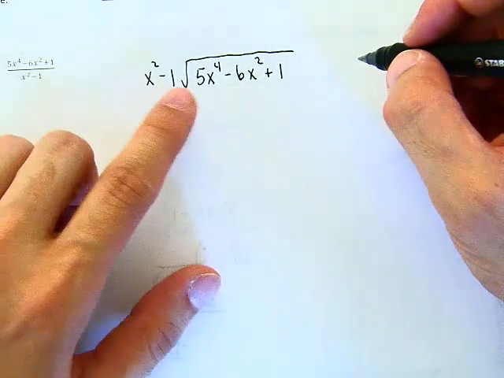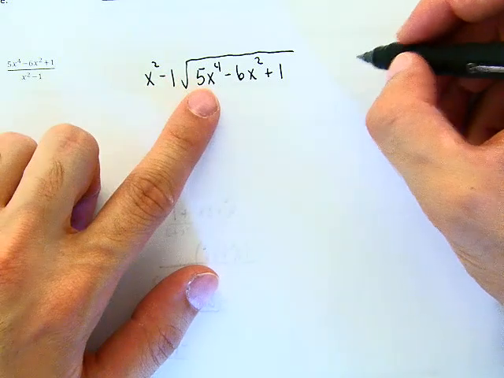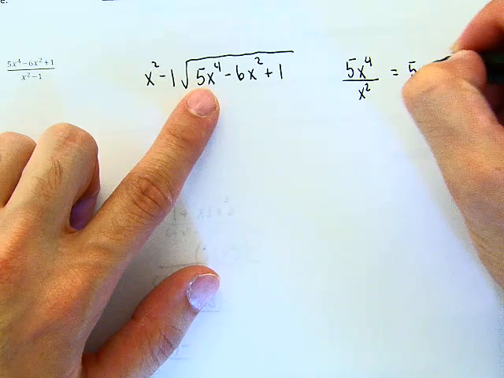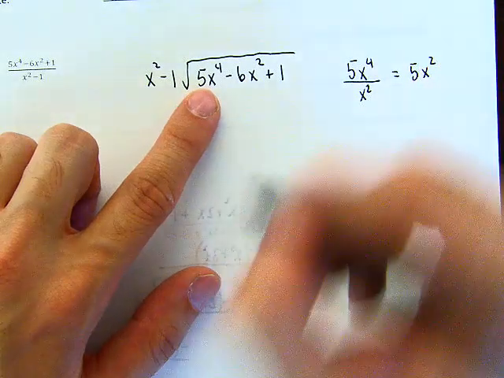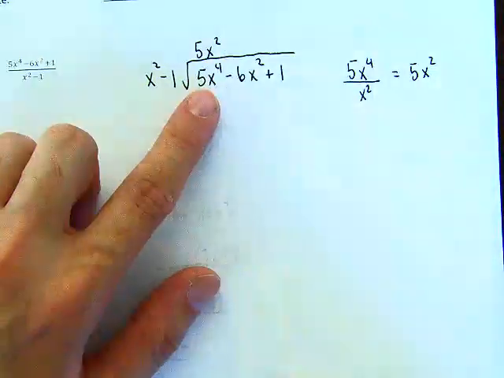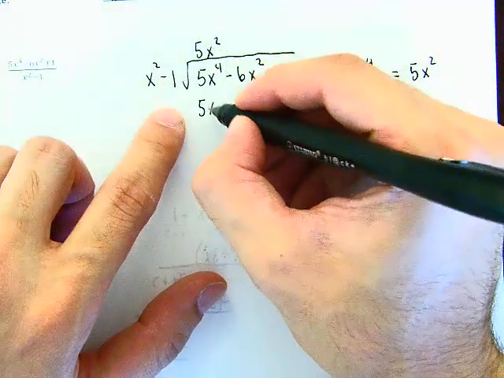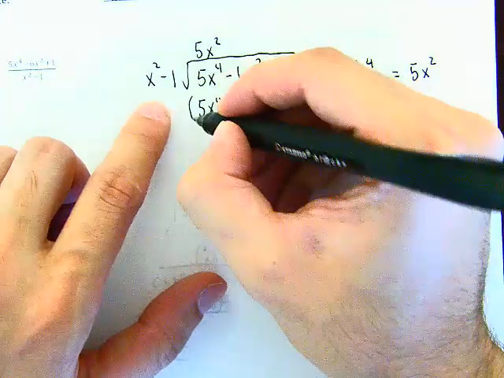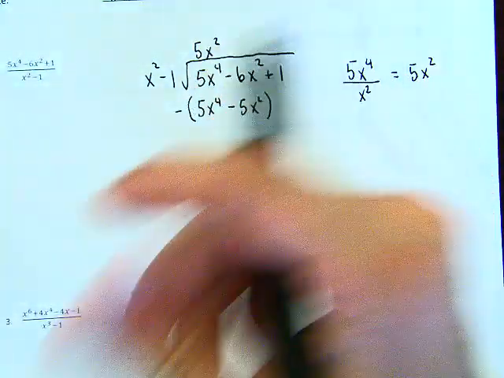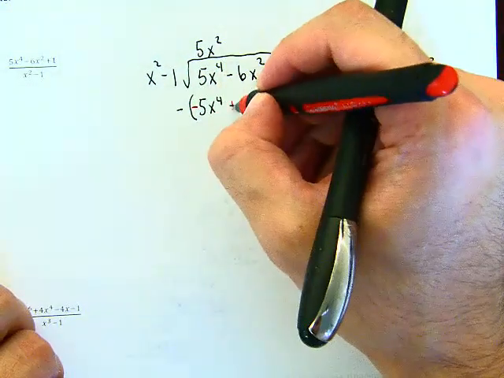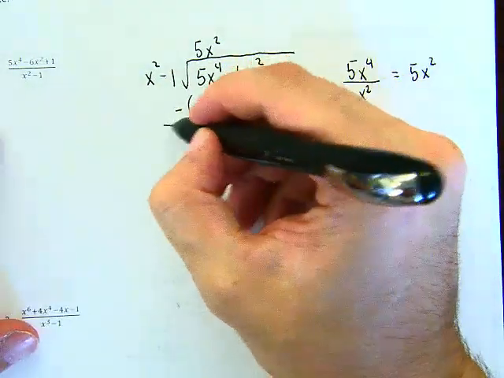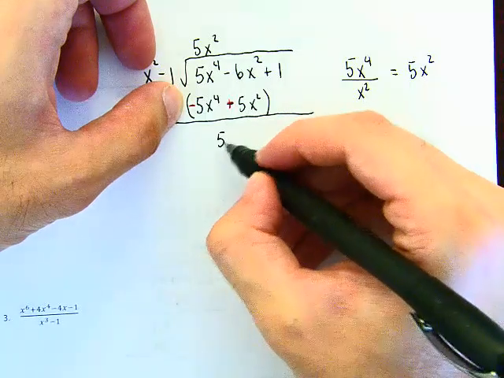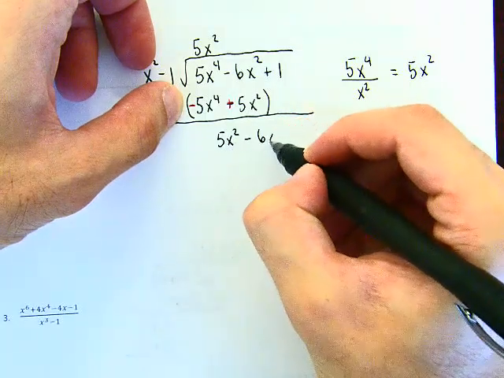Okay, let's do it. How many times does this x squared go into that? So I do this, and it's that. Okay, it's 5x squared. So that 5x squared goes on top. Then I boomerang, so 5x to the fourth, and then this is negative 5x squared, parentheses, subtract. Then I change the sign, and now here, let's see. Which one am I going to bring down? I'm going to bring down this 5x squared here, minus 6x here.